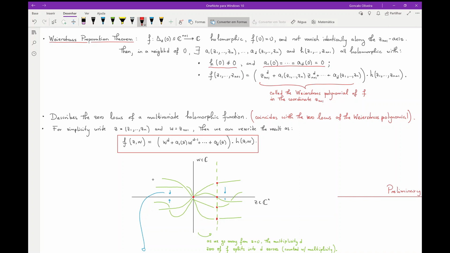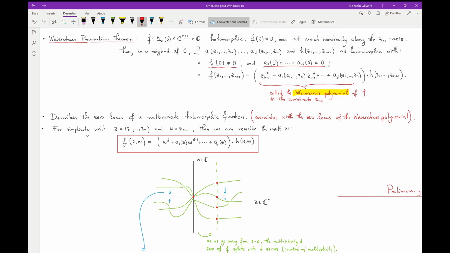Okay, so this thing here is what is called the Weierstrass polynomial of the function f in the coordinate z_{n+1}. And basically, a consequence of this Weierstrass preparation theorem is that the zero locus of a multivariate holomorphic function coincides with the zero locus of this Weierstrass polynomial. Okay, I wrote that here in this second line. Here you can see.